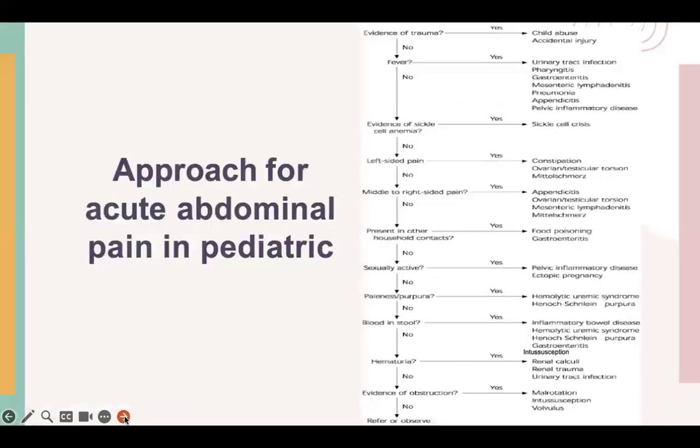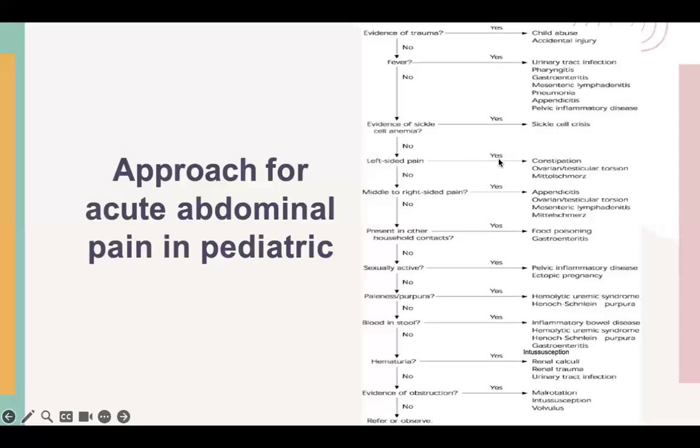This is one more algorithm. One by one, here look for any trauma. If there is no trauma and fever is present, then look for UTI, gastroenteritis, mesenteric lymphadenitis, pneumonia, appendicitis, and PID, pelvic inflammatory disease. Any evidence of sickle cell anemia in the past or a known case of sickle cell anemia, look for sickle cell crisis or vaso-occlusive crisis, which can involve the hepatobiliary system as well.